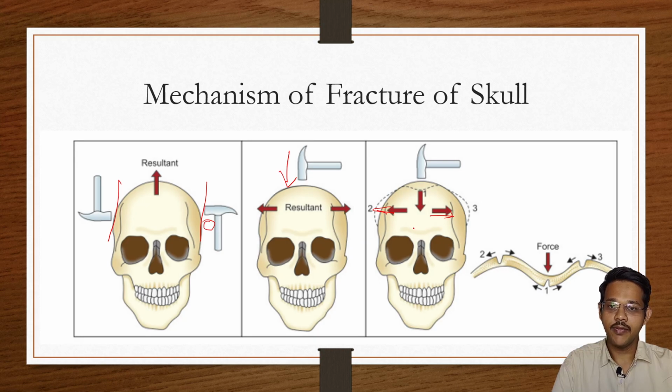So anyway, in local deformation, a local object drives the force and drives the bone to fracture. In general deformation, the skull is compressed on both sides, and because of compression, the part perpendicular to that bulges out and gets fractured.